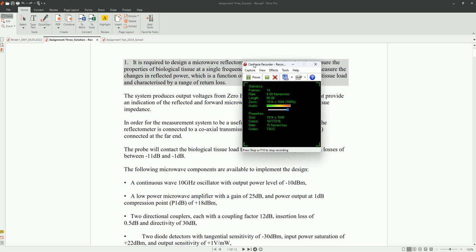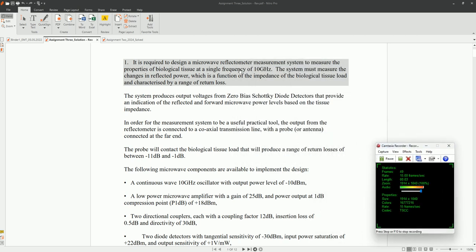Guys, now we'll be discussing a very important topic, which is the microwave reflectometer measurement system design. It is required to design a microwave reflectometer measurement system to measure the properties of biological tissue at a single frequency of 10 GHz. The system must measure the changes in reflected power, which is a function of the impedance of the biological tissue load and characterized by a range of return loss.